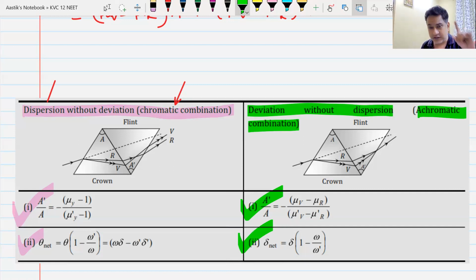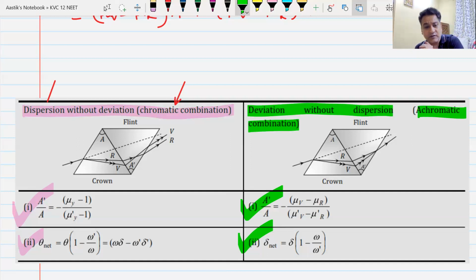The first formula we already know. The second is to find out the total dispersion in chromatic aberration. On the right-hand side, we have total deviation for a chromatic combination of prisms. We have done this. What we were supposed to do in today's class, I had planned to do two or three questions on this combination, but it was not possible.